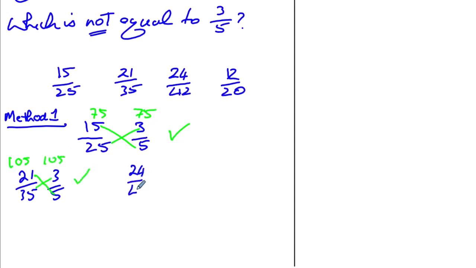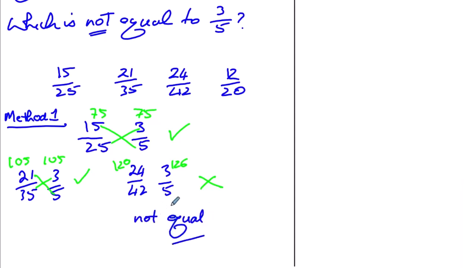Take the next one, 24/42 and 3/5. 5 times 24 is 120. 42 times 3 is 126. These are not equal, so the fractions are not equivalent. So the answer to this is 24/42.